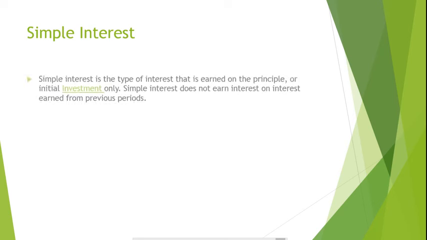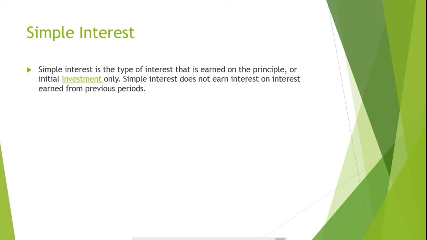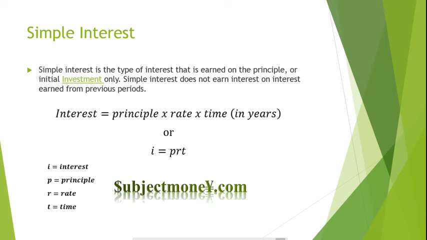Simple interest is the type of interest that is earned on the principal or the initial investment only. Simple interest does not earn interest on interest earned from previous periods. The formula to solve the total amount of interest earned or paid in an investment or a loan that earns simple interest is the interest equals the principal times the rate times the time, or I equals PRT.